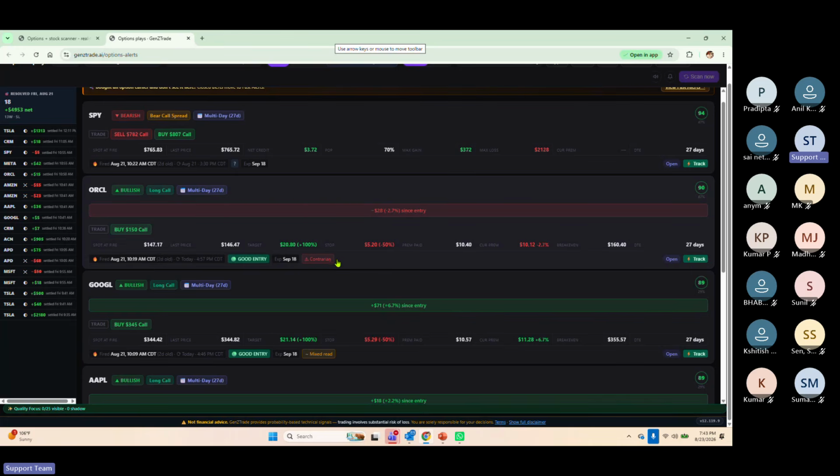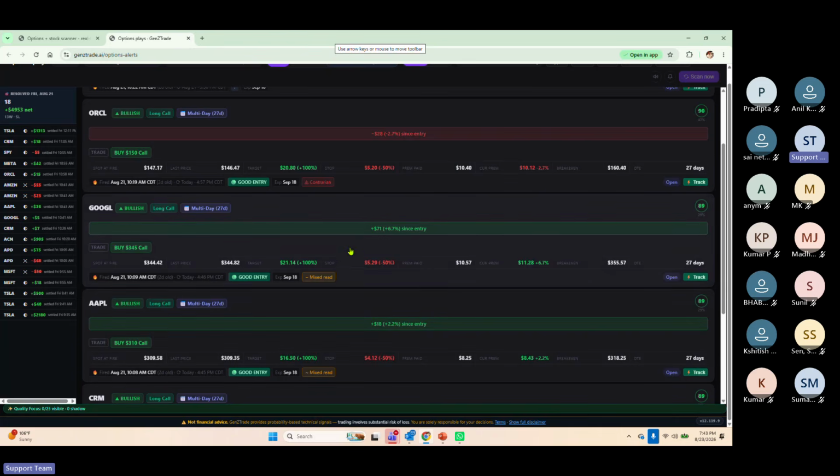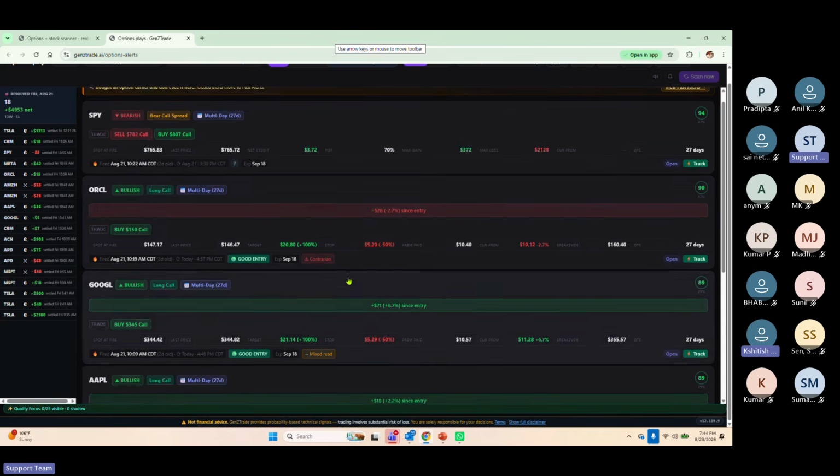But there are some flags generated around Oracle from the specific option flow, which is making it a little weaker. I'm a risky player, so I can take it. But if I want to go completely safe, why should I take it? Let me take something else. I don't want to take any chance, so I will skip that and come here.